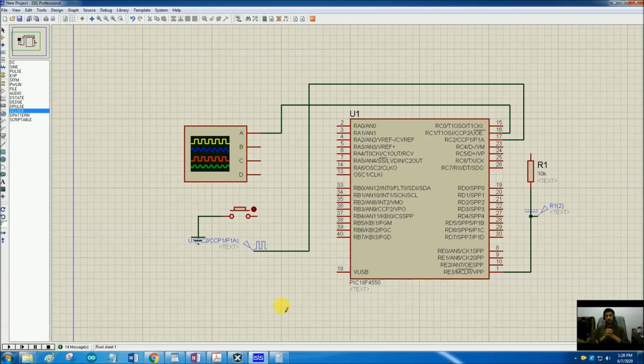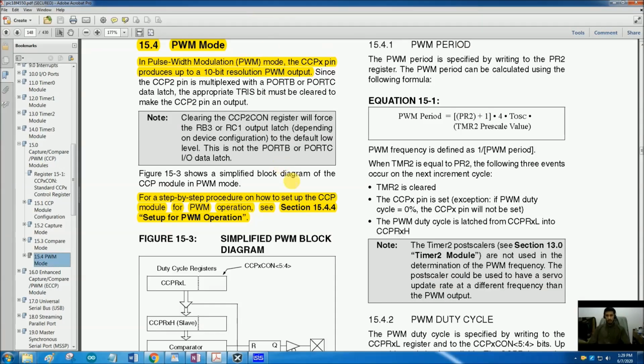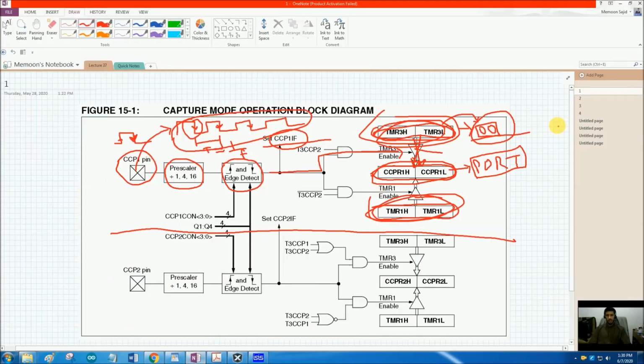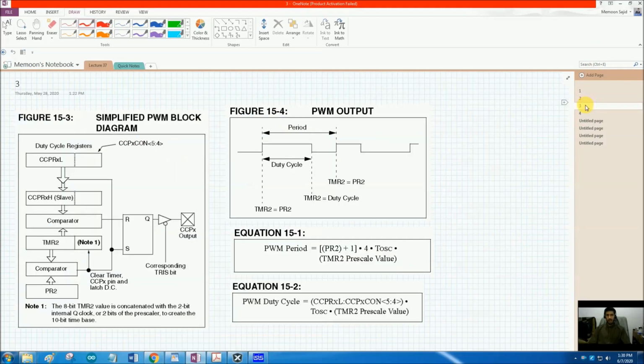And now we are going to move to the PWM mode. Okay, so first let's see what is PWM mode. What is the module behind the pulse width modulation mode? This is the simplified block diagram for PWM mode.